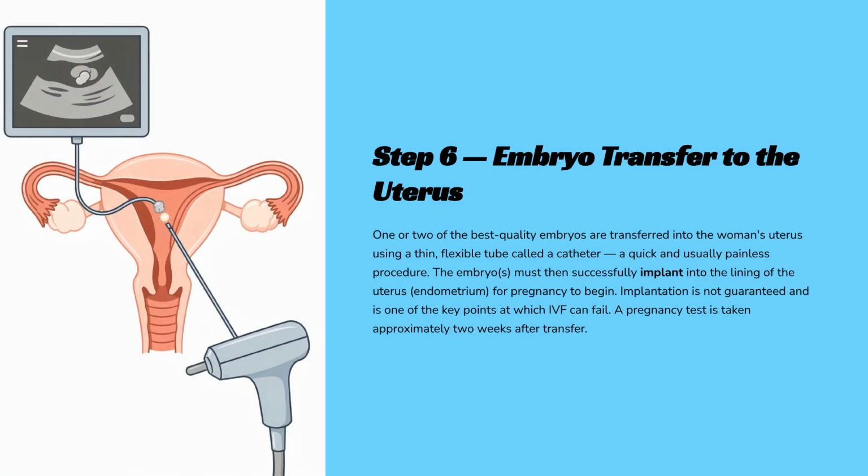Step 6 is the final stage: embryo transfer. 1 or 2 of the best embryos are moved into the uterus using a flexible catheter. The embryos must then implant into the lining for pregnancy to begin. A test is typically taken 2 weeks later to see if it worked.